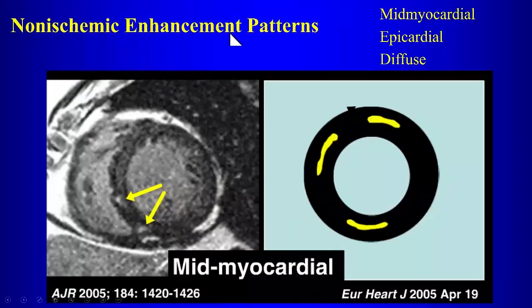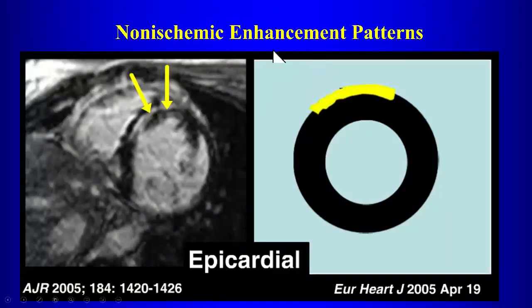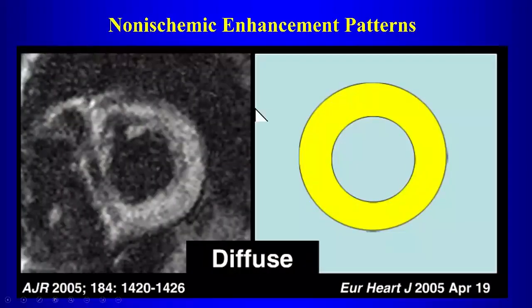Now, non-ischemic patterns of enhancement, these can be mid-myocardial, epicardial, or diffuse. So this is mid-myocardial enhancement. You can see that it's in the mid-myocardium. It does not involve the endocardium here. This is an epicardial pattern here. You can see it's following more of the epicardial surface, sparing the endocardium. That's an epicardial pattern of enhancement. And this is a diffuse pattern of enhancement. So here you have diffuse myocardial enhancement. Again, you would not expect this with an infarct because the patient would be dead if the whole heart was infarcted.